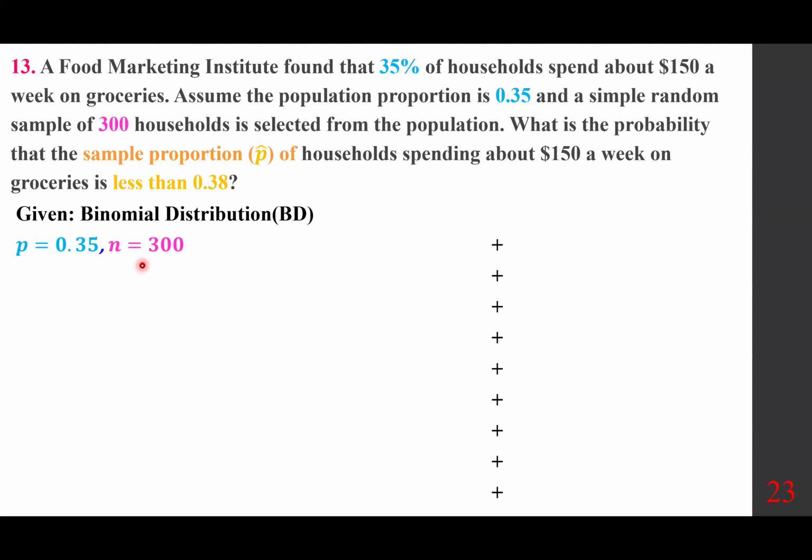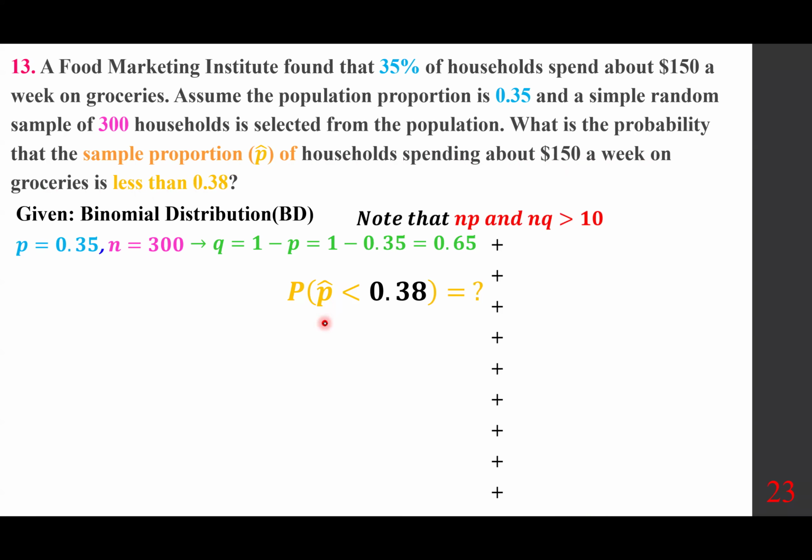So Q is 1 minus P. We need that, that is 0.65. And we want the probability of a P hat less than 0.38. What is the probability that the sample proportion P hat of households spending about $150 a week on groceries is less than 0.38? So probability of P hat less than 0.38. So having said that, we can write the following. First and foremost, NP and NQ are larger than 10. I'm going to leave it for you to verify that. Just multiply these two and then multiply these two.